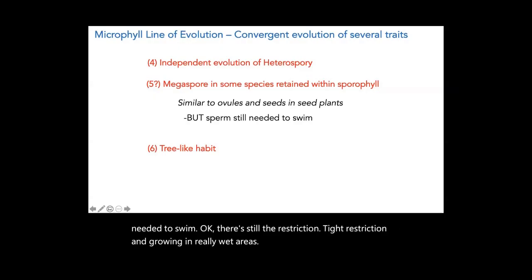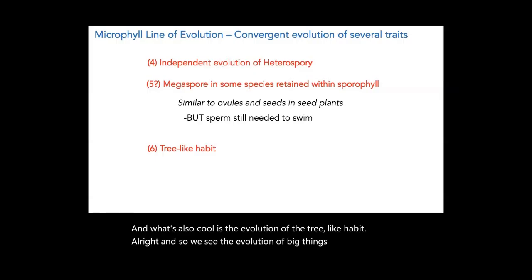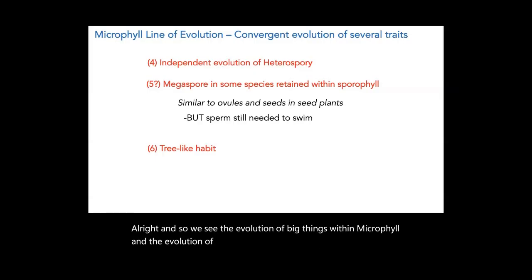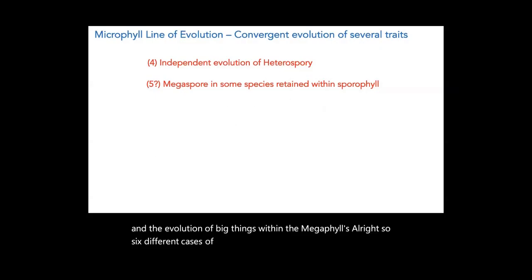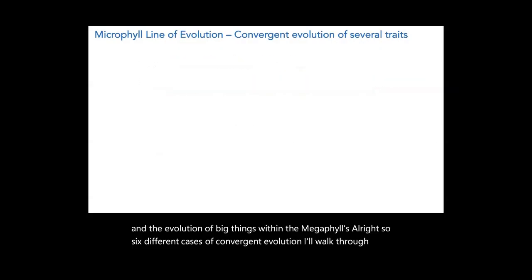And what's also cool is the evolution of the tree-like habit. All right, and so we see the evolution of big things within microphylls and the evolution of big things within the megaphylls. All right, so six different cases of convergent evolution. And I'll walk through them really quick.